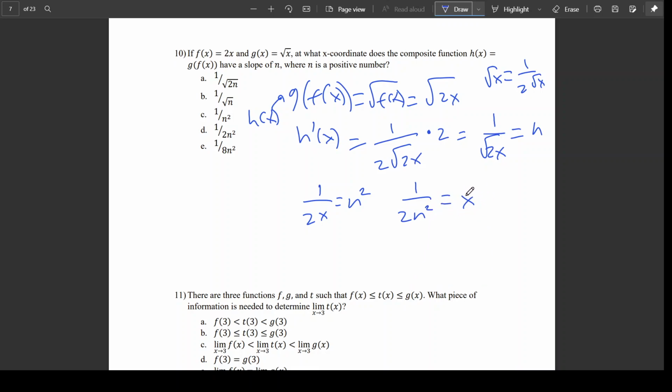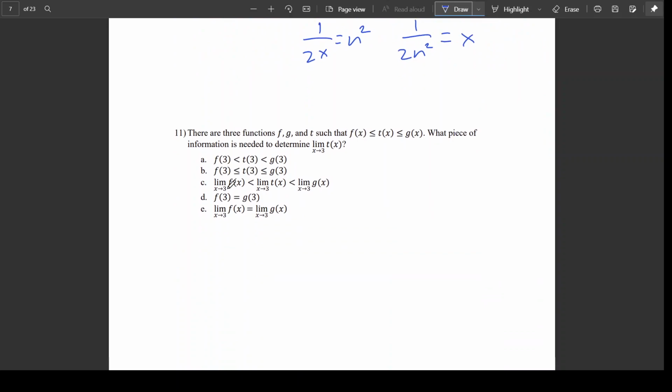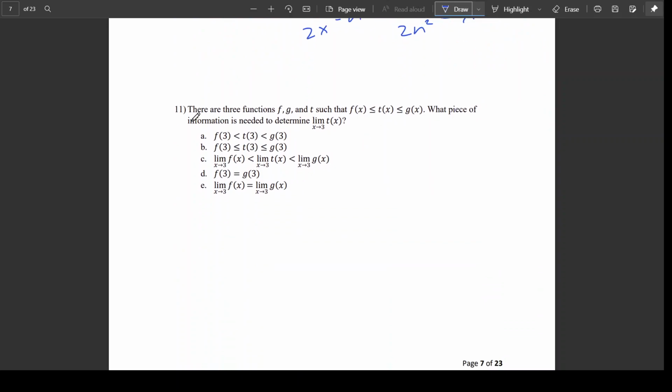And this is the x coordinate at which my slope is 1 over, this is the x coordinate at which my slope is n. Alright, so the answer there is D, 1 over 2n squared. Alright. Question 11. There are three functions f, g, and t, such that f of x is less than or equal to t of x is less than or equal to g of x. What piece of information is needed to determine the limit as x approaches 3 of t of x?